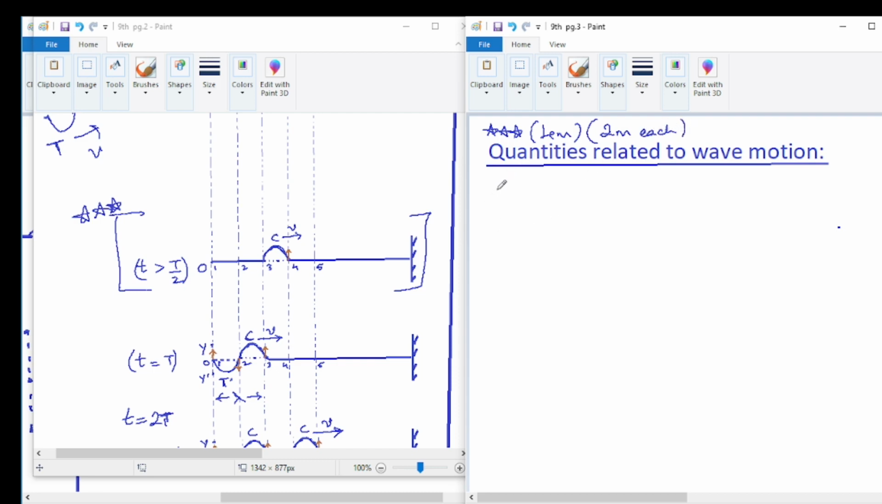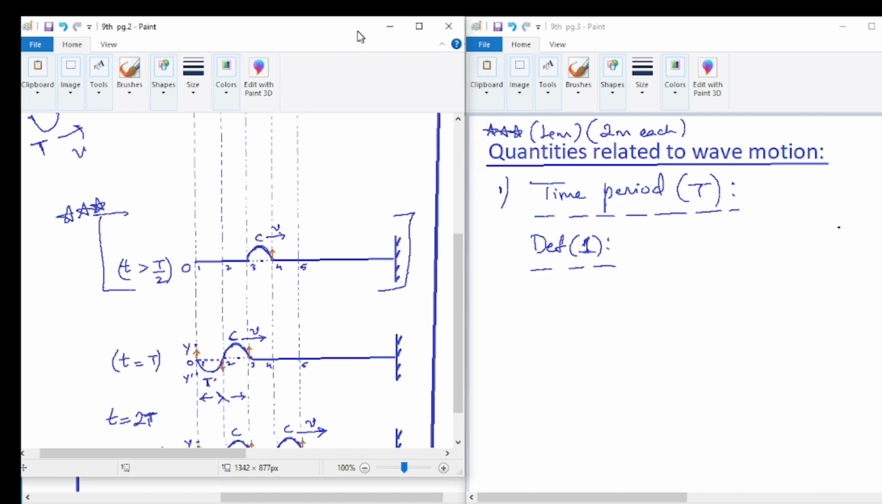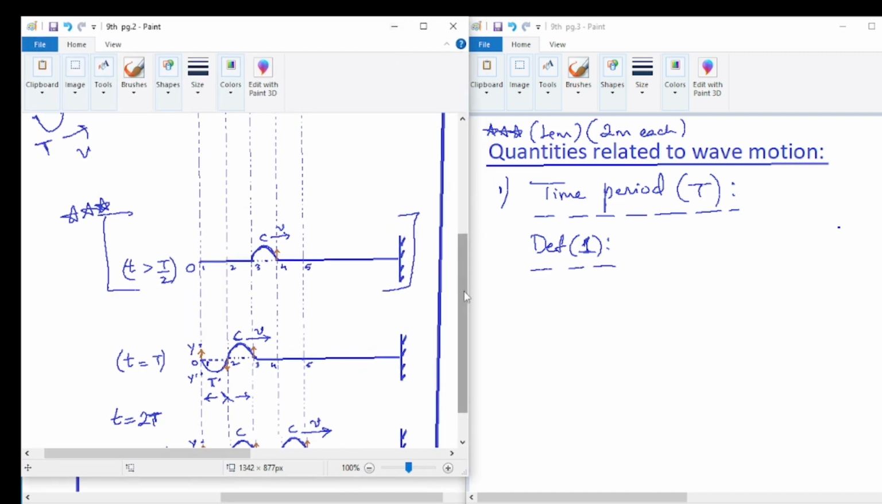Now what are these quantities? Already I said the first quantity, which you have already completed, is time period. Why are we doing this time period again? Already we have seen the definition of time period. That definition is related to vibratory motion, but without vibratory motion, wave motion will not be possible. So the same time period can be defined using wave motion also, with the help of these simple diagrams related to the formation of the wave.